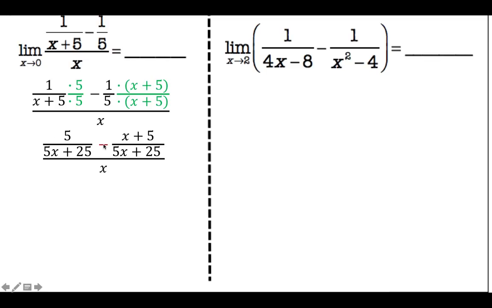Right here, you've got to be careful with this minus. You want this minus to distribute to this x and also to the plus 5 when you combine the bottoms here. So let's go ahead and distribute. As you can see, I finally combined this into one fraction. The minus distributes to both the x and the 5, and I'm left over with all over x.